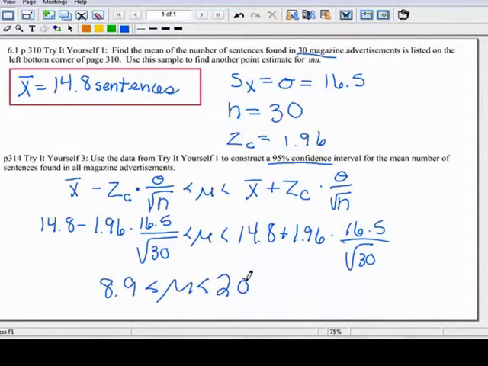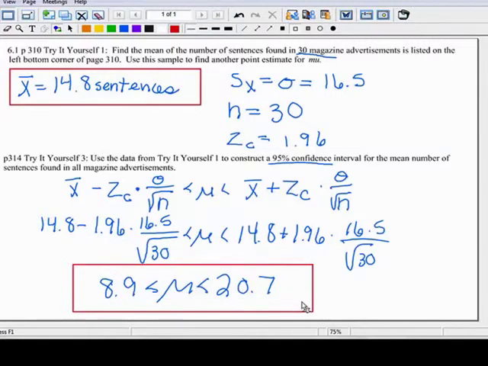So we are 95% confident that the sentences will be between 8.9 and 20.7 sentences in a magazine article.